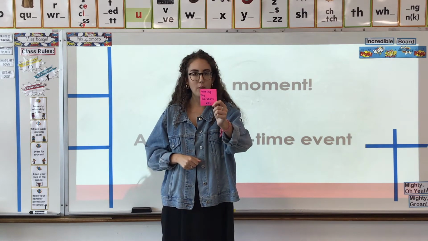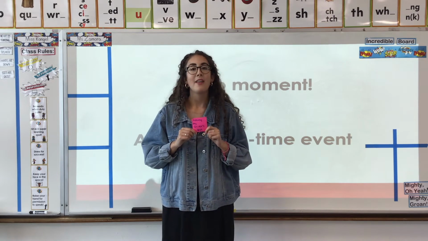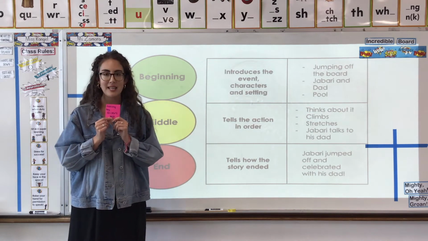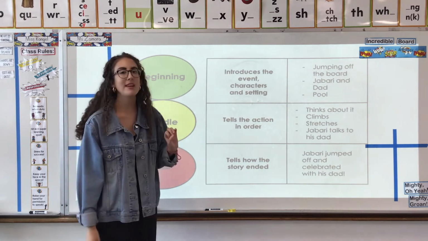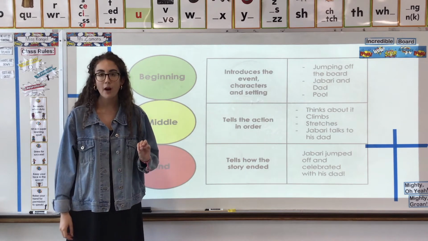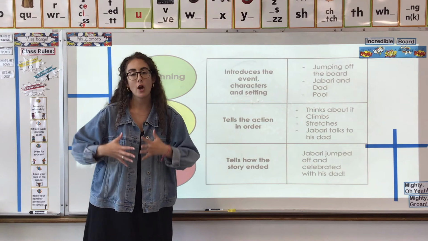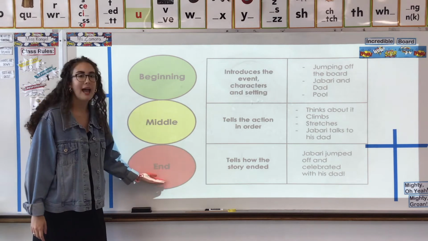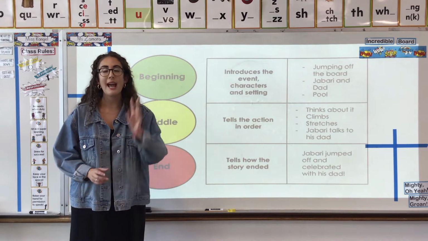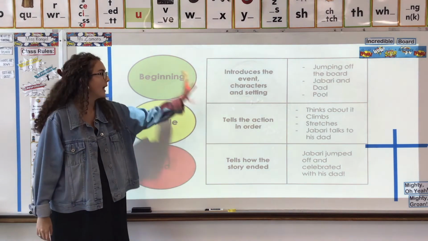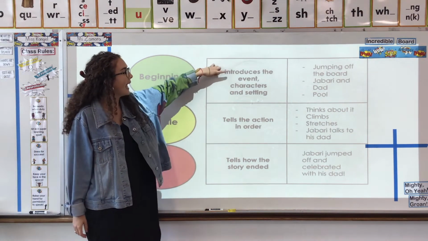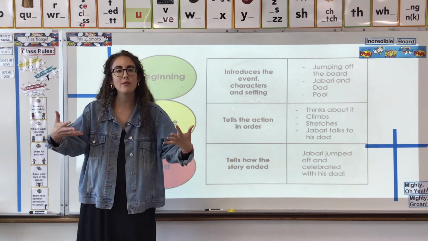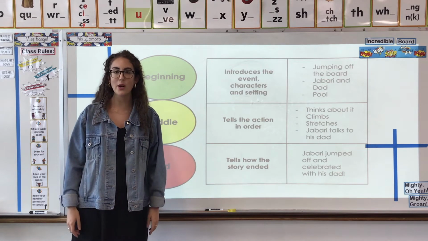And within our micro moment, no matter what we pick, there is always a beginning, middle, and an end in that story. We worked on this chart last week when we were reading Jabari Jumps. When we're creating our storyboard about our micro moment, it's going to include a beginning, middle, and an end, because every good story has all three of these parts. The beginning is where we start, and it introduces the event, characters, and setting. It gives all the information you need to understand the rest of the story.